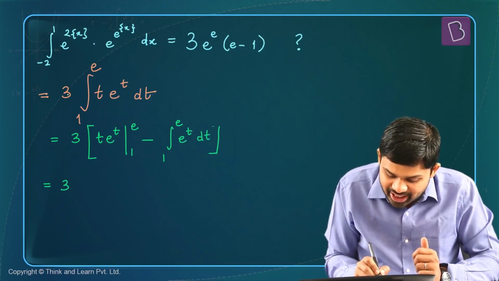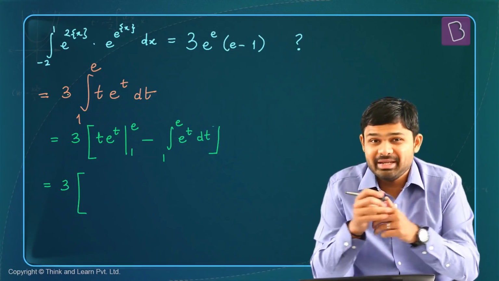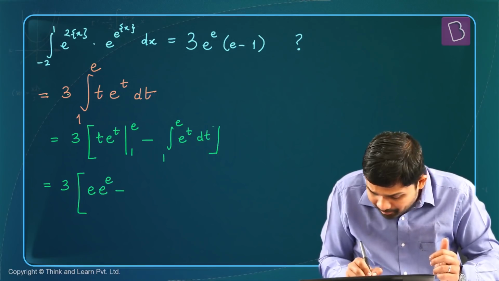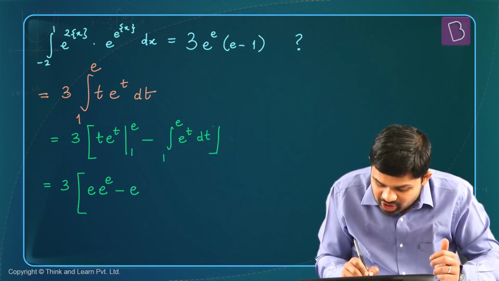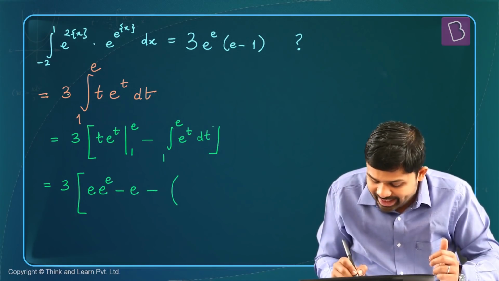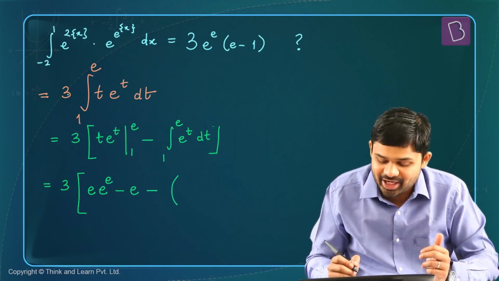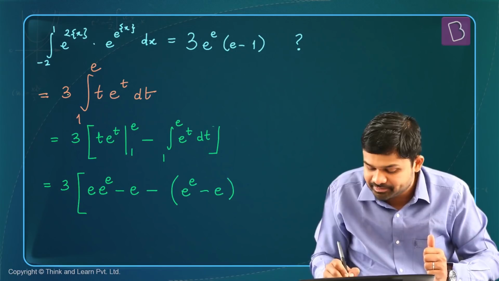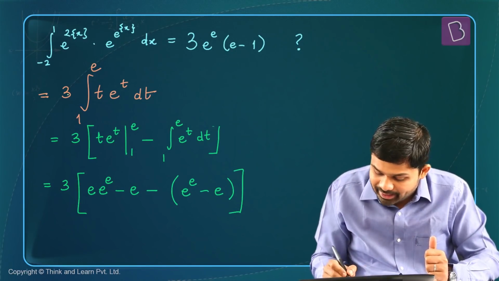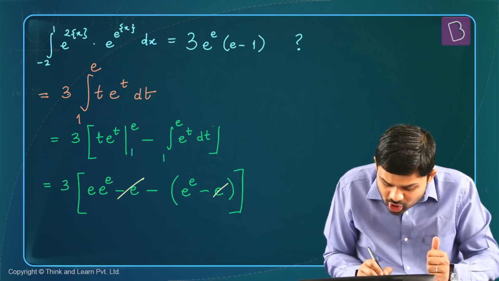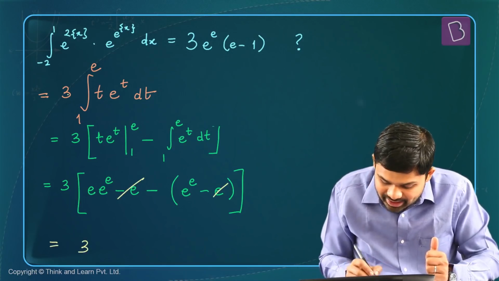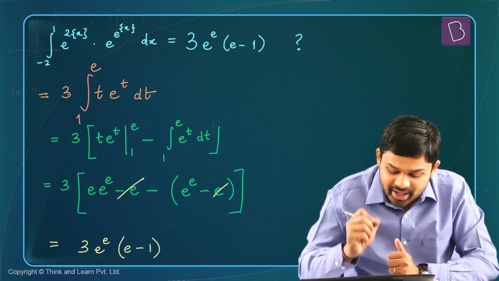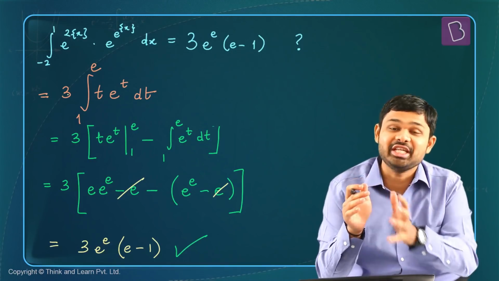So that's going to give me 3 times: when we substitute for the limits in the integral that we have computed, we get e into e power e minus 1 into e power 1, which is just an e, minus the integral of e power t, which is e power t evaluated between 1 and e. So that's going to give me an e power e minus an e. So in fact, here there is a plus e and a minus e. These are going to cancel out, which is going to give me 3 times, if I take e power e common out, e minus 1, which is exactly what was given in the problem statement. So the first part of this question is actually a true statement.